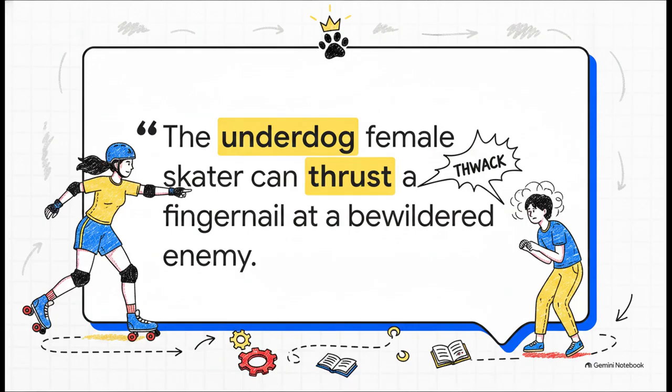And here is the thrilling, slightly terrifying conclusion of the paragraph. Often considered the underdog, the female skater can thrust a pointed fingernail into the face of a bewildered enemy. Wow. So the person expected to lose, our underdog, fights back, pushing with force or thrusting at a completely confused, bewildered opponent. Just like that, every single word from Lesson 14 was utilized in one cohesive, completely unforgettable little story.